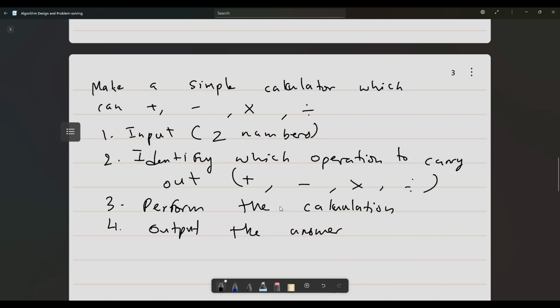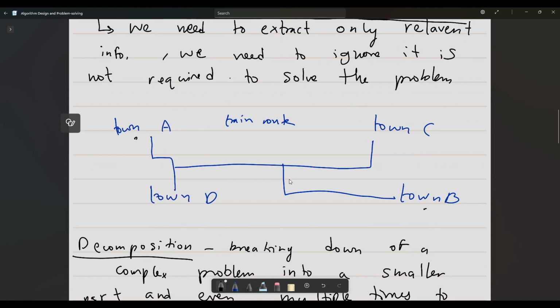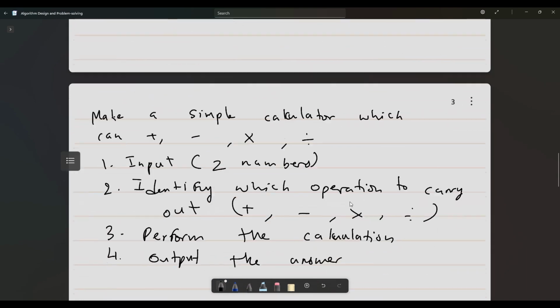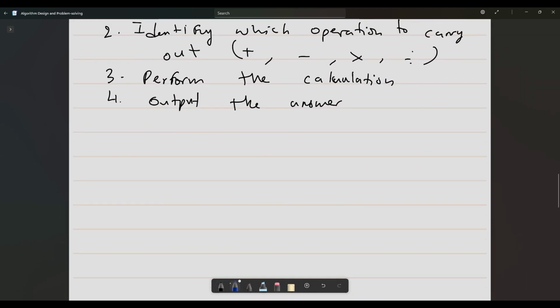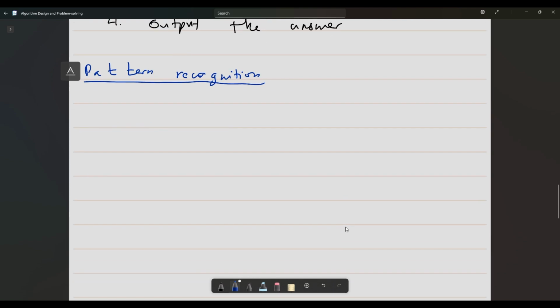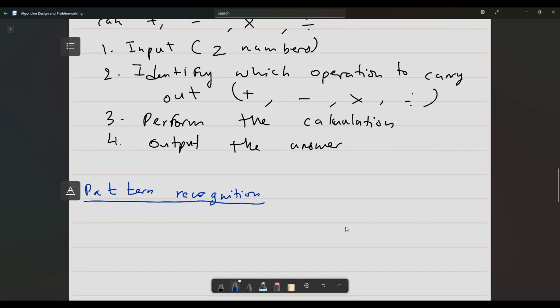So, from decomposition, you can connect this to pattern recognition. Okay, so the next part is pattern recognition. The reason why you can connect this with pattern recognition is because, for example, let's take the calculator example. Here I said to make a simple calculator. Let's say I'm going to add one more task, or one more feature, to that calculator, right?